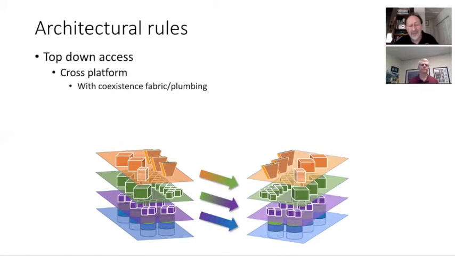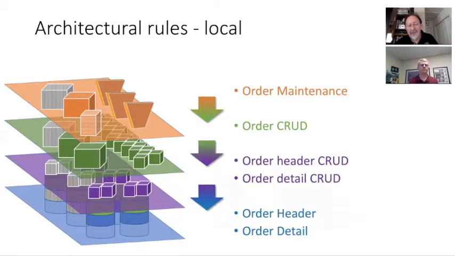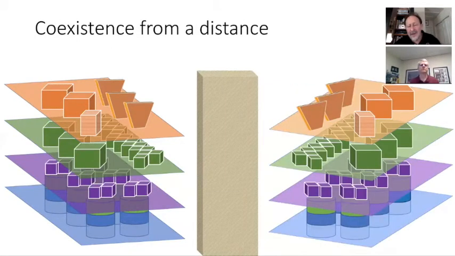So there are a lot of rules to think about with coexistence. And the local rules are the top-down. Those are fairly straightforward. We've covered all of them. But now we get into the challenge of coexistence from a distance. And I'm trying to work out how to deal with this properly.